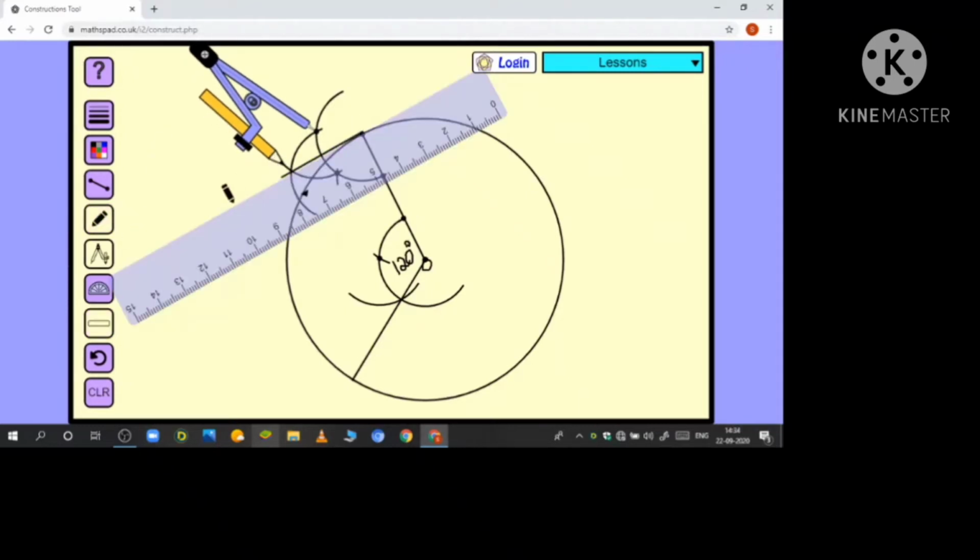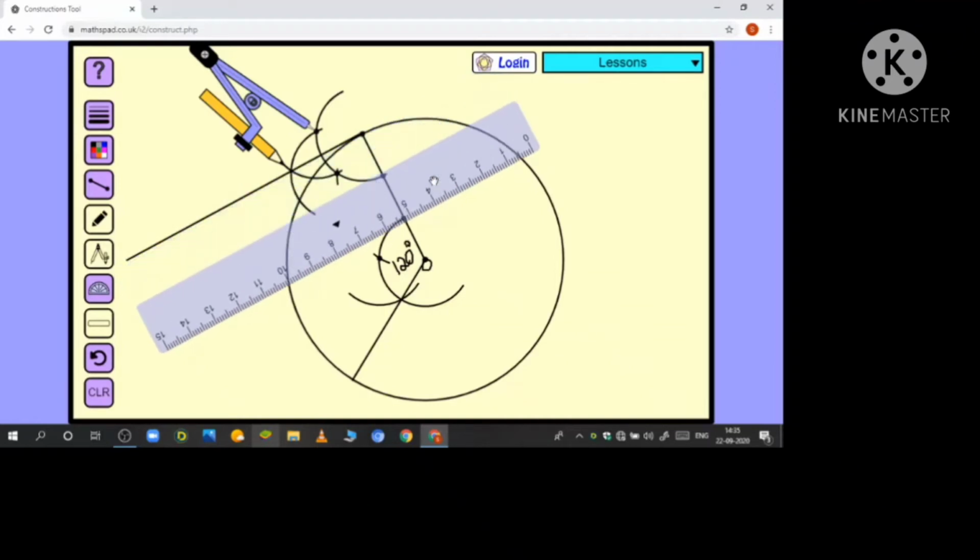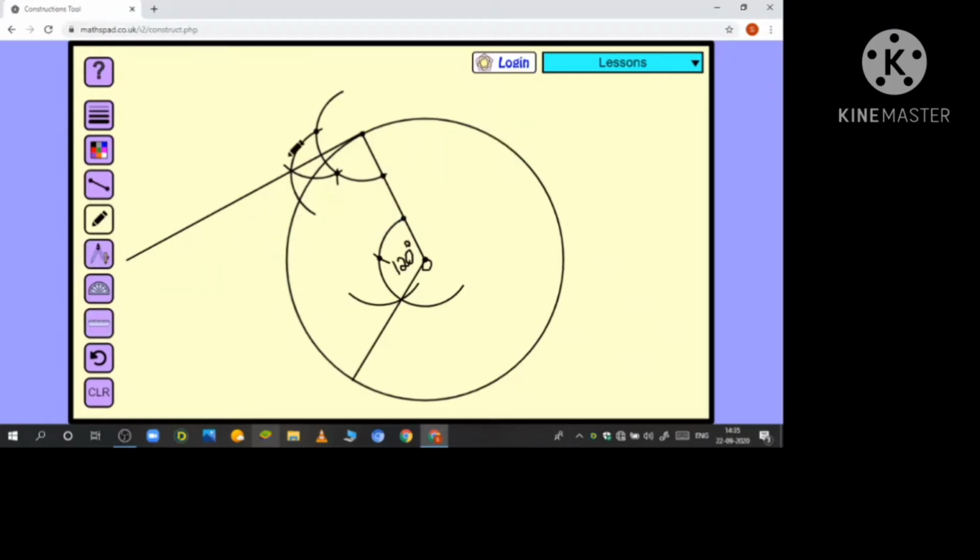Join that point and A and extend it so that you get the line segment AN. So the point there is A, and A is joined to the point and extended to form the line AN. AO is the radius there. AN is the extended line.